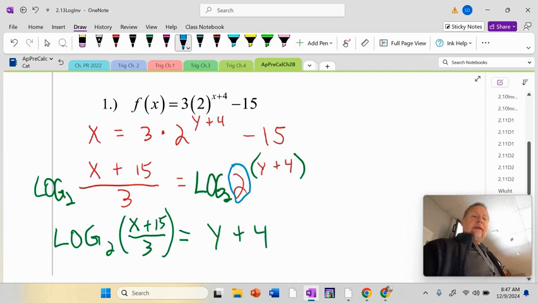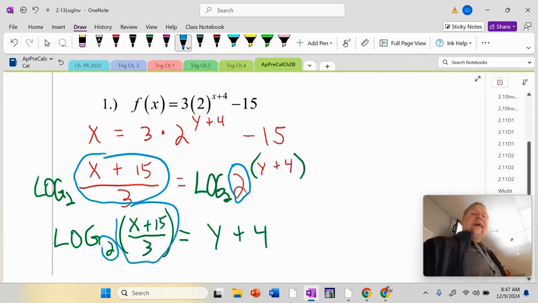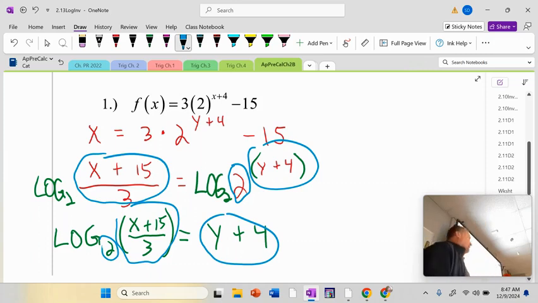Base, exponent, answer, exponent all by its lonesome. This is what's supposed to happen changing an exponent to a log. One or the other, I don't care. I don't need to see this.